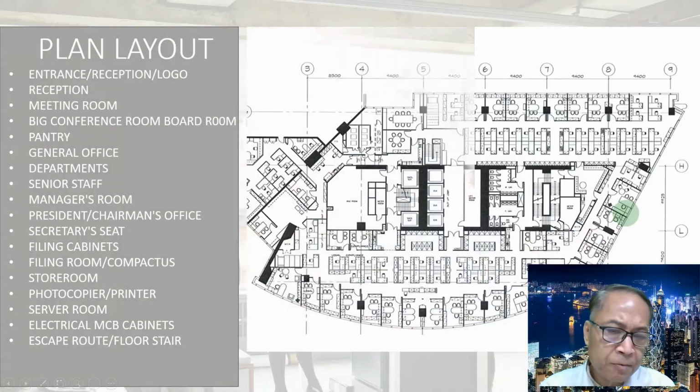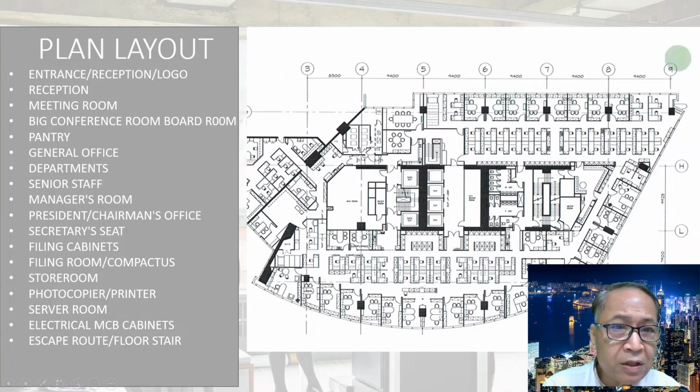The plan layout. Now see, this is a big office layout. It's around 20,000 square feet for this layout, maybe more than 20,000. Entrance, reception, logo, meeting room. You see, this is the entrance. But in this case, the reception counter is not right here. It's maybe on the upper floor.